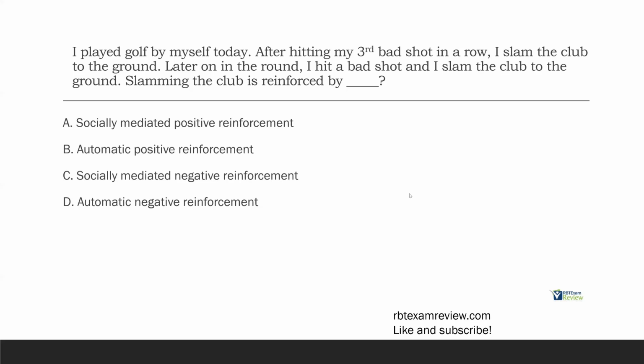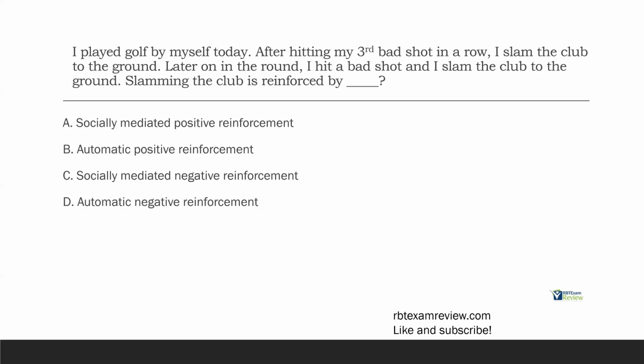Socially mediated reinforcement or punishment is a second party, right? It's you and somebody else. It's the learner and somebody else. It's socially mediated. In this case, I'm playing by myself. There's nobody around. Nobody is reinforcing me, right? The reinforcement is coming from slamming the club to the ground and hitting the ground, right? This is going to be automatic.